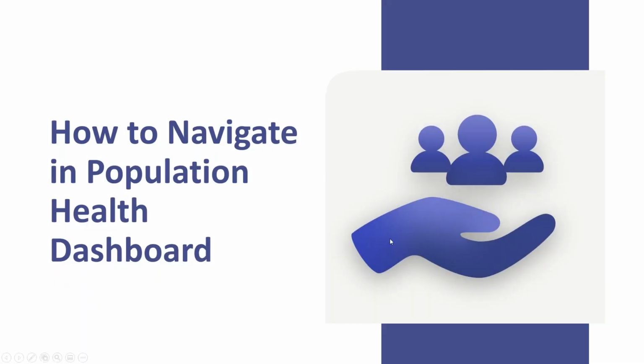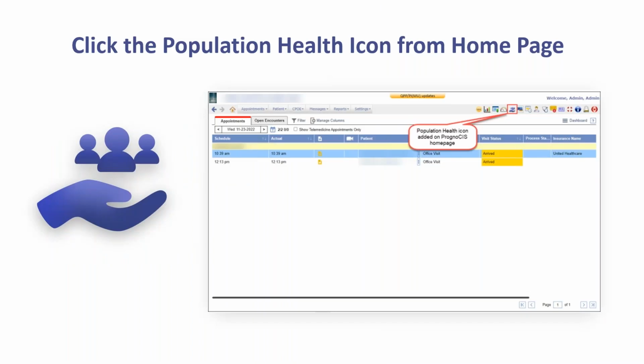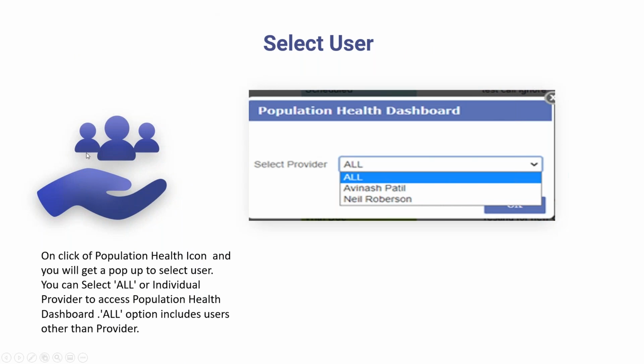Okay, so how to navigate in population health. When you want to go to population health, you're going to click on your icon from the home screen. When you first click on the icon, you'll get this pop-up. It's a user selection pop-up. You can select an individual provider, or if you select all, it allows you to be a user for a provider. So it doesn't have to be a provider that's entering the information. You can click all, and then you can get set up for your provider.